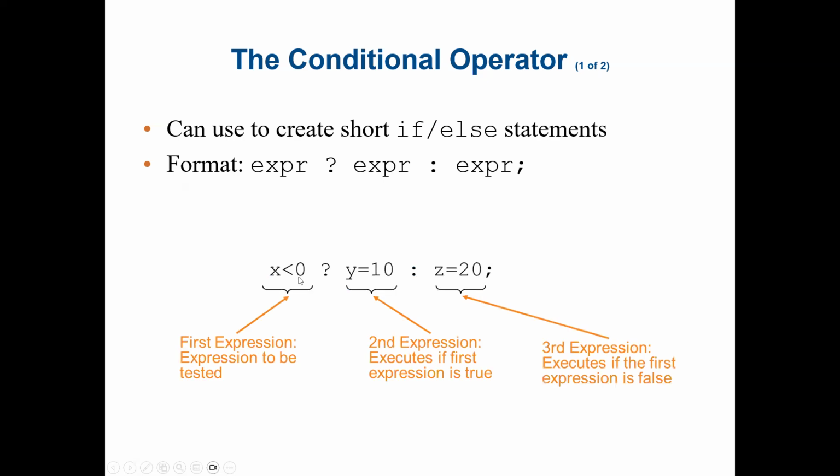Here we say if S is less than 20, then we assign 10 to Y, else we assign 20 to Z. So this means if S is less than 20, if this condition is true, then we are going to assign 10 to Y. That's it. Because the Z section is the else, which is the false section. If the condition is false, then we are going to assign 20 to Z and we leave Y alone.